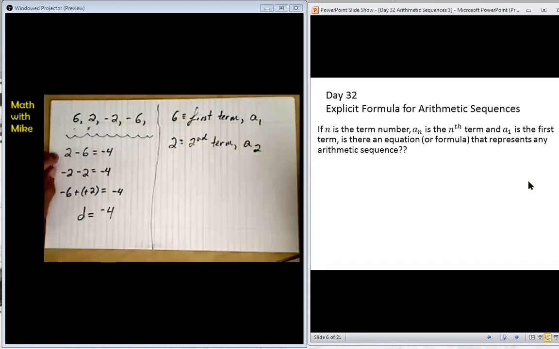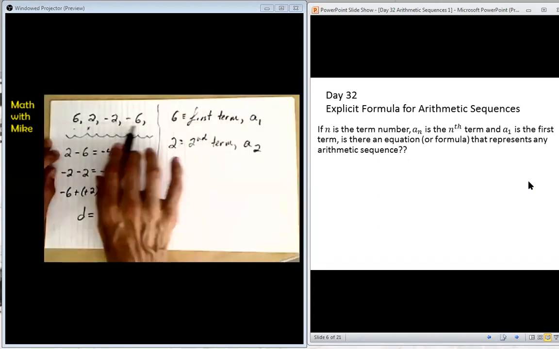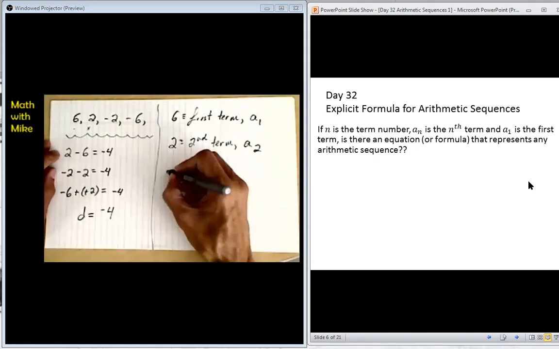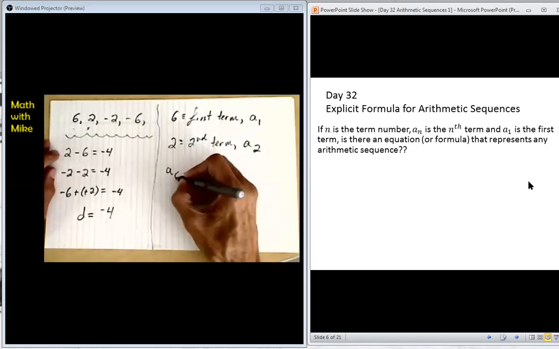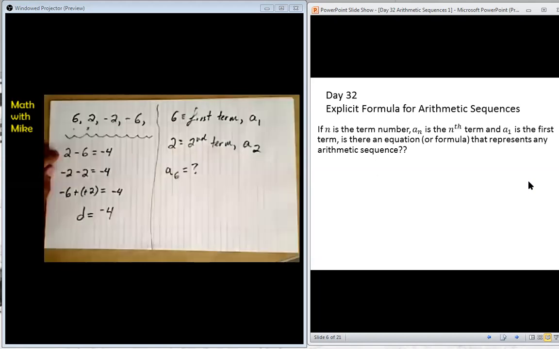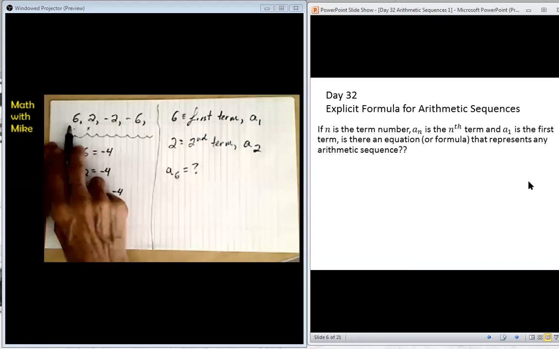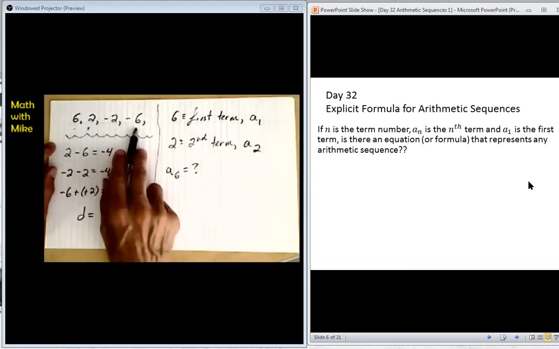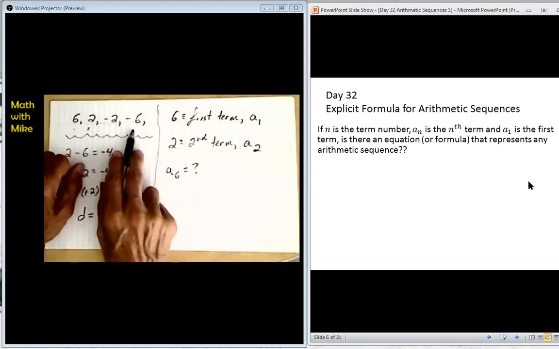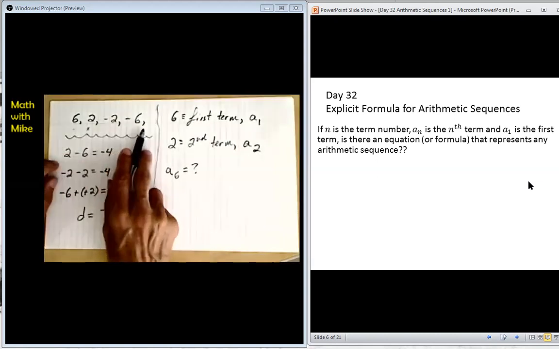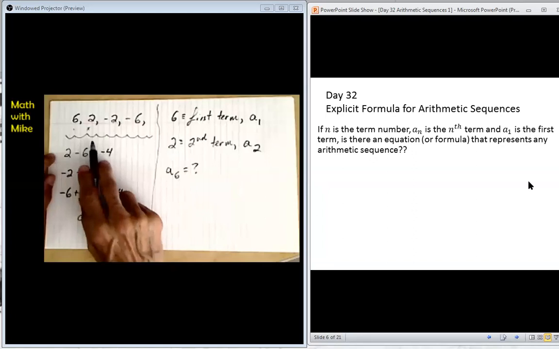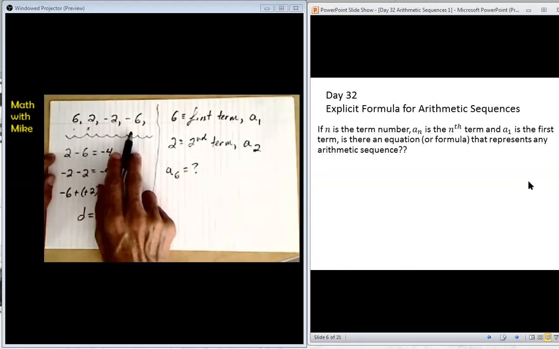If we look, we can go off a little bit here. What will the 6th term look like? Using our list here, using our sequence. Go from 6 to a 2 to a -2, a -6. How much do we go by each time? 4. So it's -4, that's right.